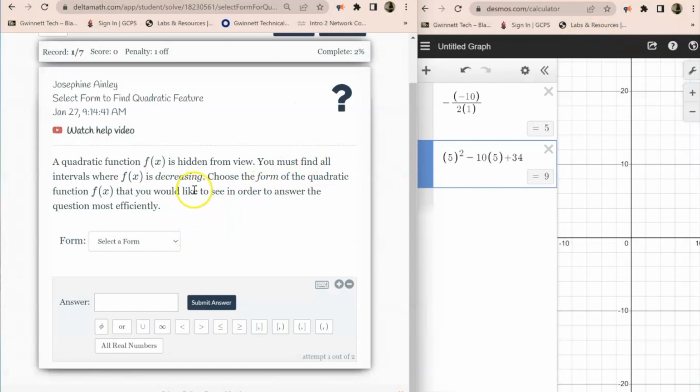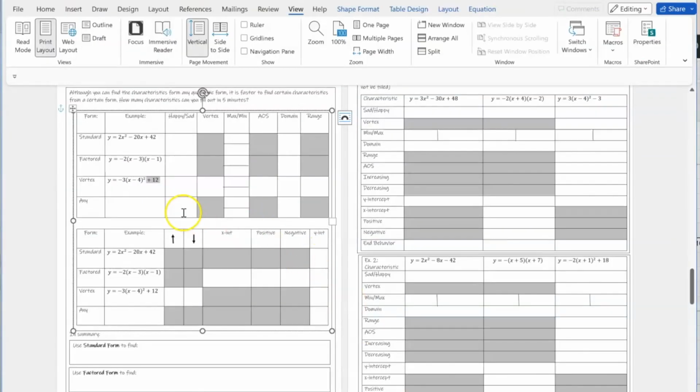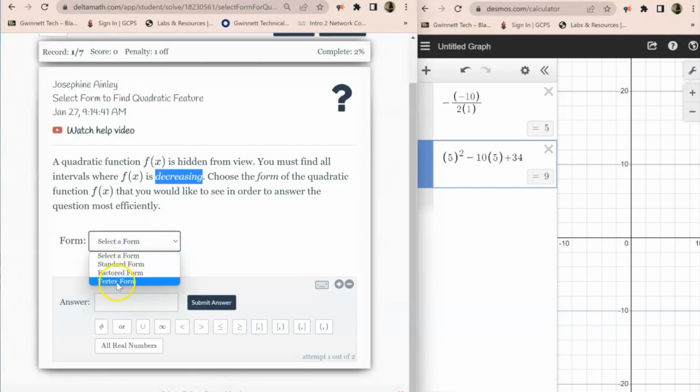So given this, I want to find the intervals where it is decreasing. And again, if you have your notebook, let me go look at decreasing. Where is decreasing? Standard form, oh, right here, decreasing. Everything is blacked out except vertex form. So I need to use vertex form to find whether it's increasing or decreasing. So I'm going to go to vertex form. I'm going to pull the vertex.